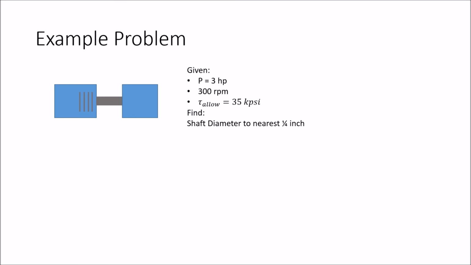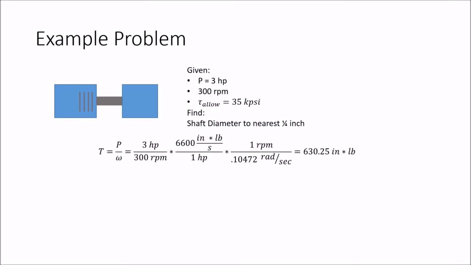Here we have an example problem with a motor. We are trying to design a shaft that can withstand 3 horsepower and 300 RPMs. First, we will want to use the power equation and do our unit conversions to find the supplied torque, which is going to be doing the following. Or we get 630.25 inch-pounds.